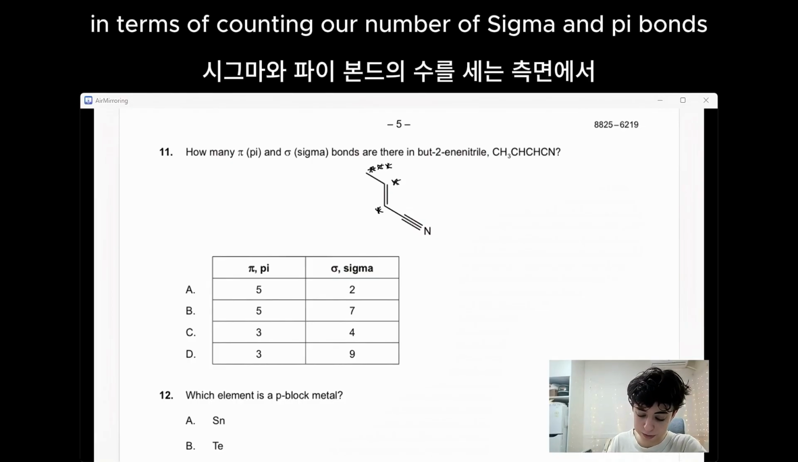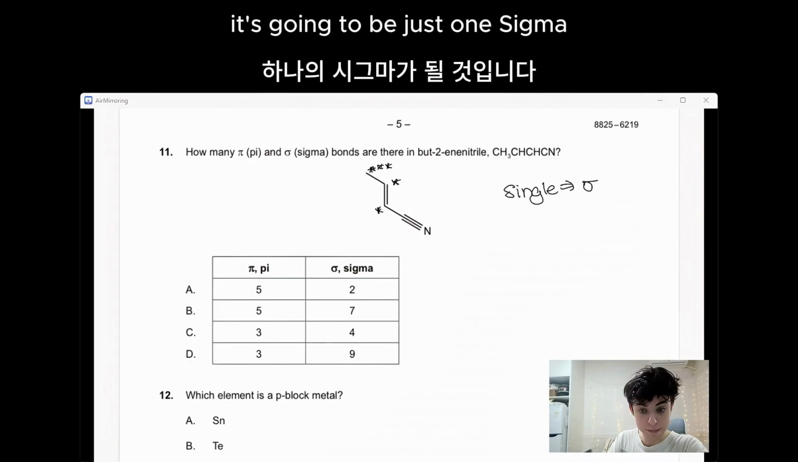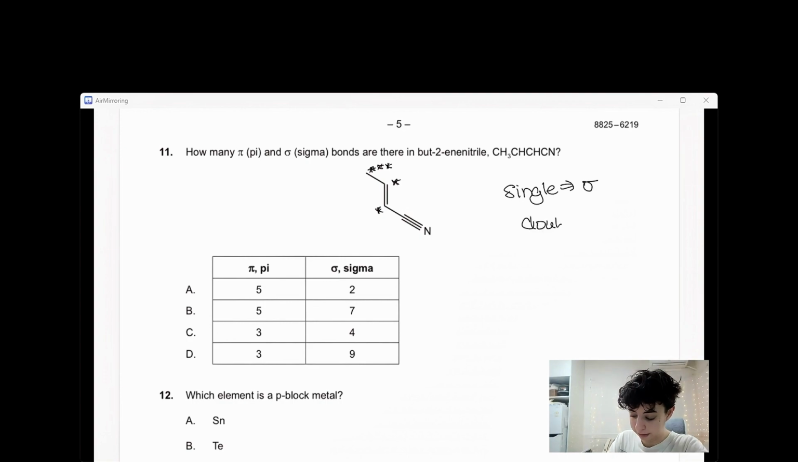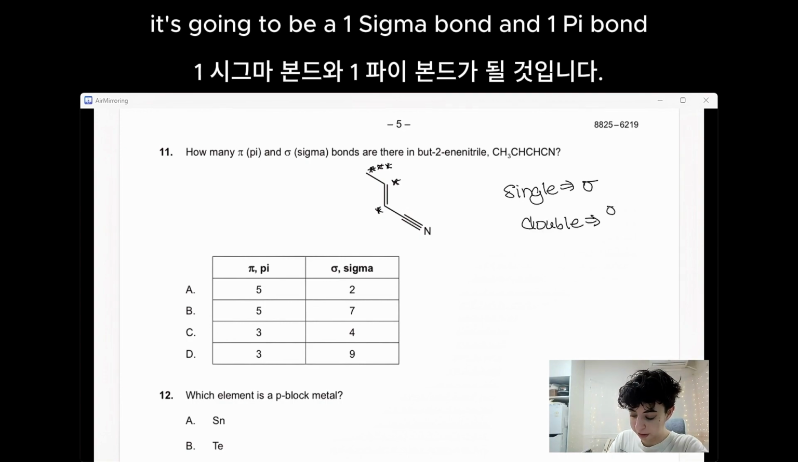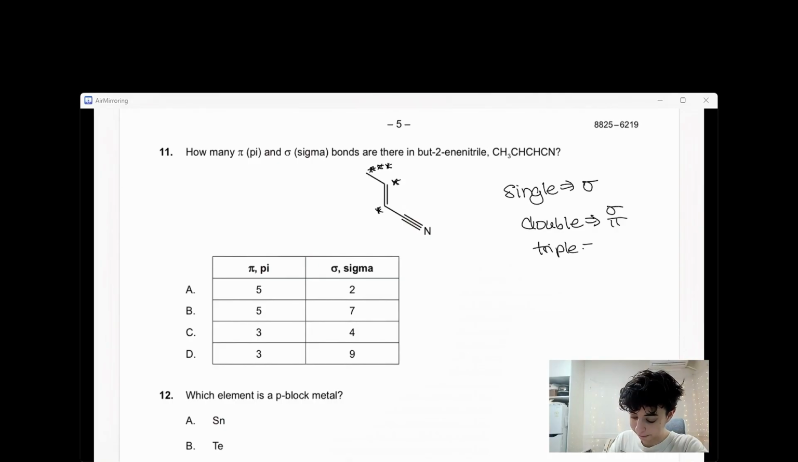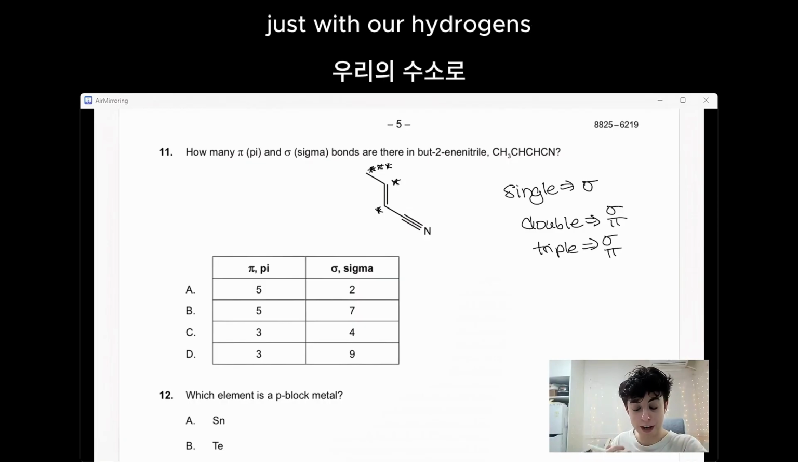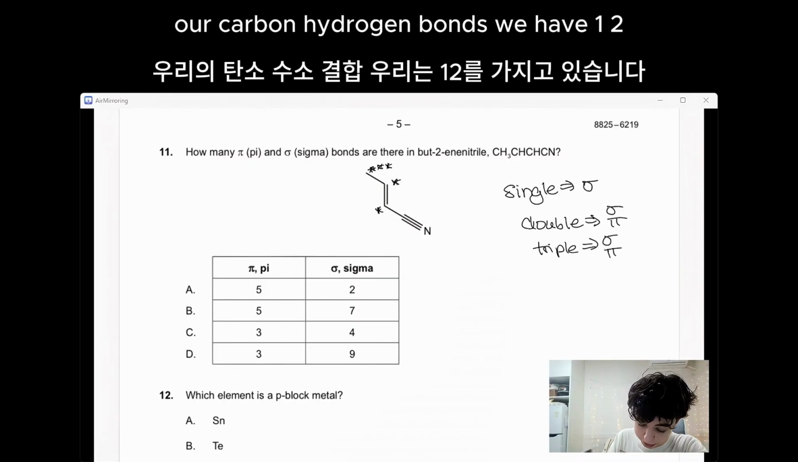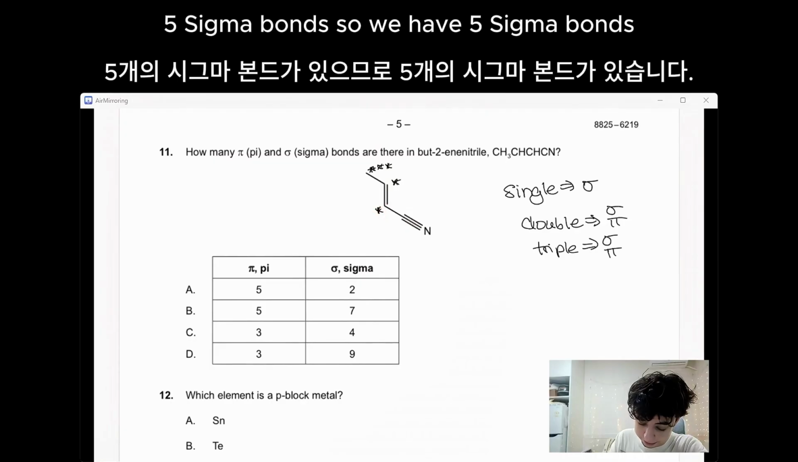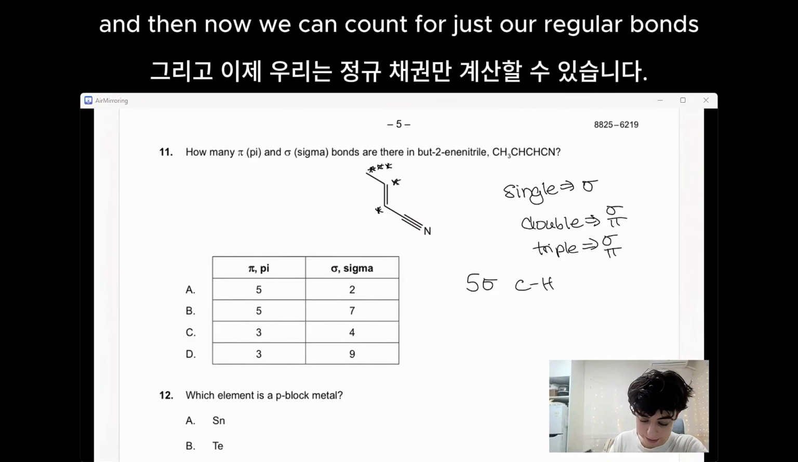And so in terms of counting our number of sigma and pi bonds, if we have a single bond, it's going to be just 1 sigma. If we have a double bond, it's going to be 1 sigma bond and 1 pi bond. And if we have a triple bond, it's going to be 1 sigma and 2 pi. And so by default, just with our carbon-hydrogen bonds, we have 1, 2, 3, 4, 5 sigma bonds. So we have 5 sigma bonds just from the carbon-hydrogen bonds. And then now we can count for just our regular bonds.